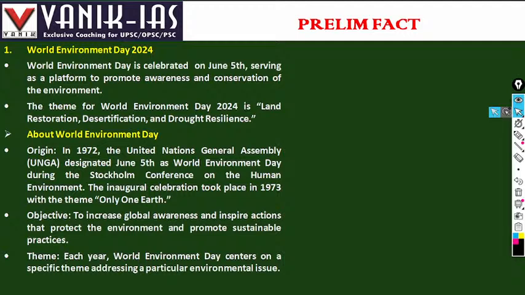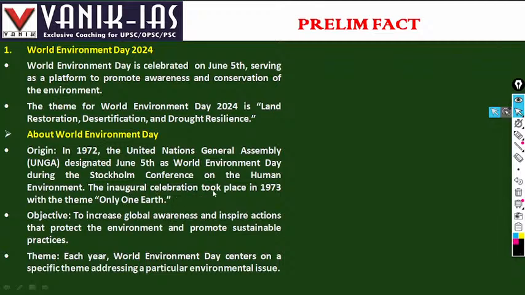Okay, so World Environment Day is celebrated on June 5th, serving as a platform to promote awareness and conservation of the environment. The theme of World Environment Day 2024 is land restoration, desertification, and drought resilience. About World Environment Day: in 1972, the United Nations General Assembly designated June 5th as World Environment Day during the Stockholm Conference on the Human Environment.